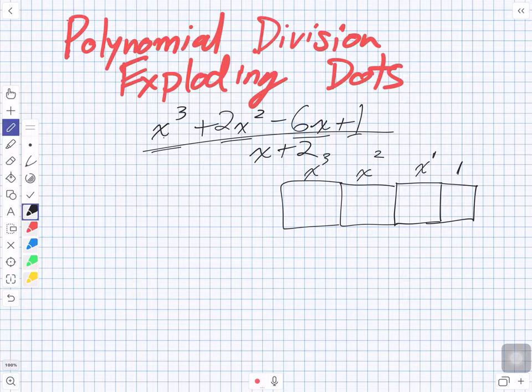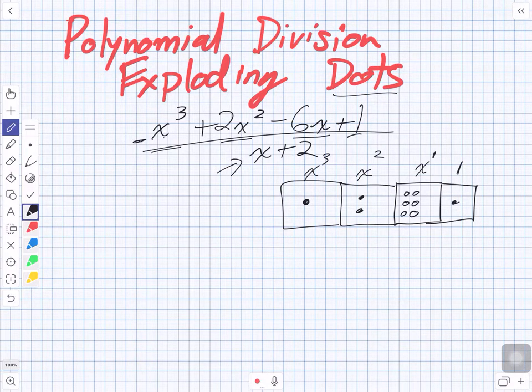So now we take the coefficients from each and we fill them in. Well, there's a coefficient of 1, so there'd be 1 dot here. That's where we get the concept of dots. There are 2 dots here. -6, we're going to represent it as just hollow dots, okay? So we draw 6 hollow dots there, and 1 constant. Wonderful. What are we dividing by?